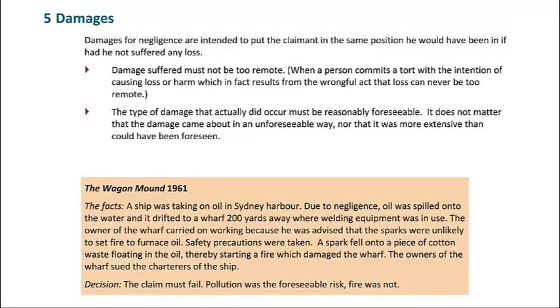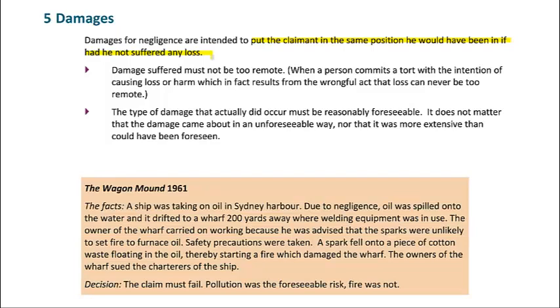Okay, so we've looked at a couple of defences. What about these damages then? How are we going to calculate them? Well, you'll remember that the purpose of damages in tort is to put the claimant in the same position as if he had not suffered any loss. So in the case of my brother-in-law, it was all his out-of-pocket expenses and his loss of earnings as a result of him falling down the hole.